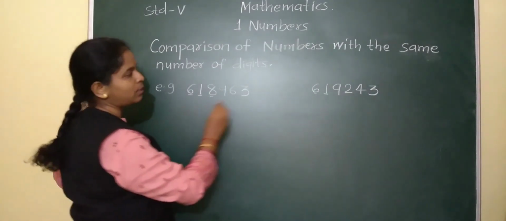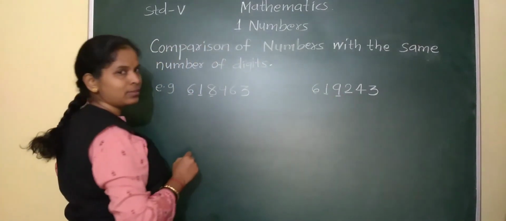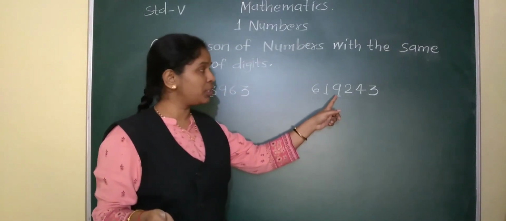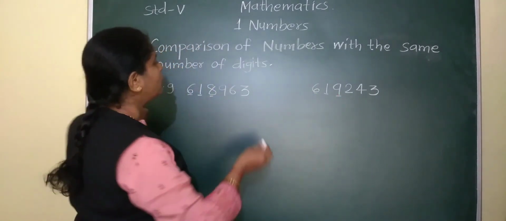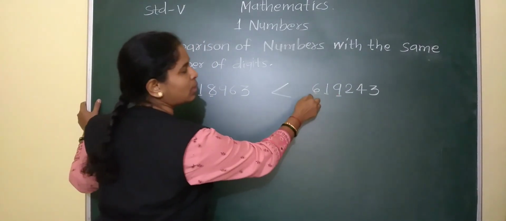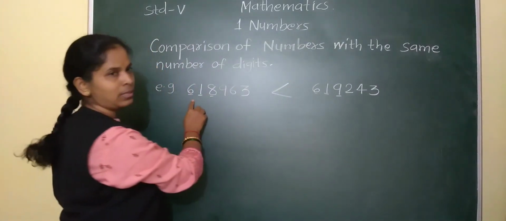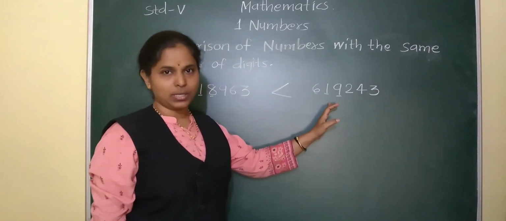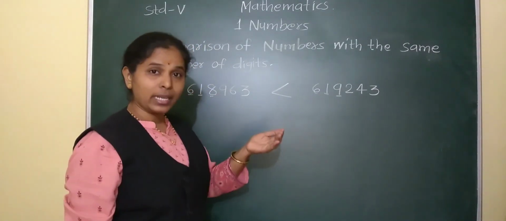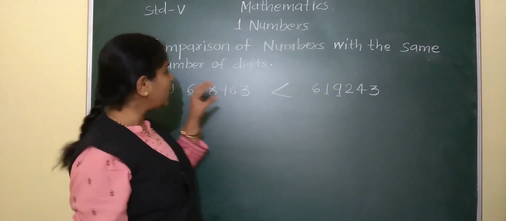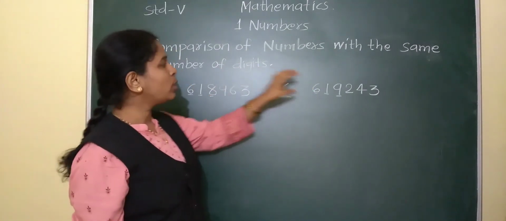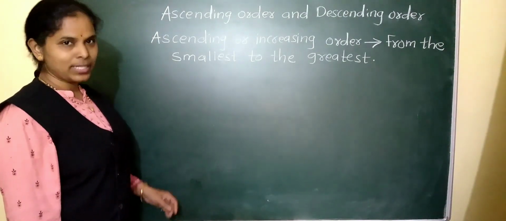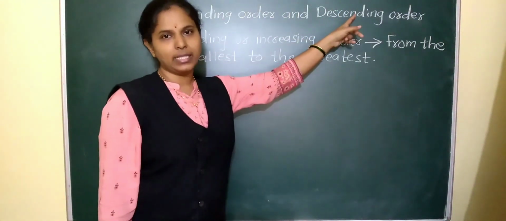Now here see, next is 8 and here is 9. Now here 8 is there, here 9 is there. Now which is the greater digit? 9. So we can say this number is greater than this. Followed? Now see, number of digits are same in both the numbers, but in that case we start comparing each digit from both the numbers from the left side. Followed? Now next is ascending order and descending order.